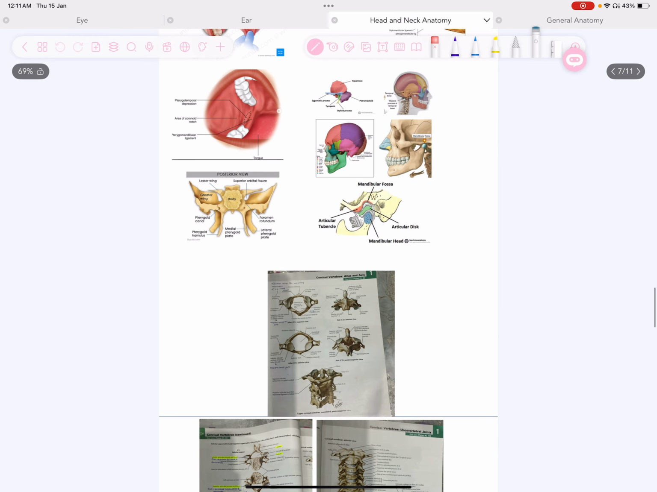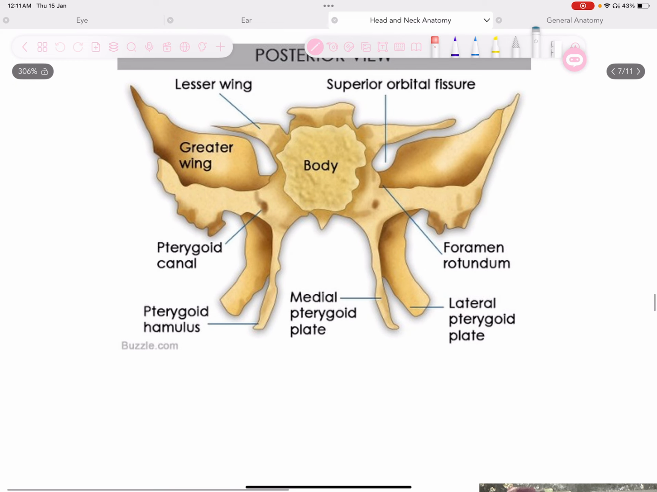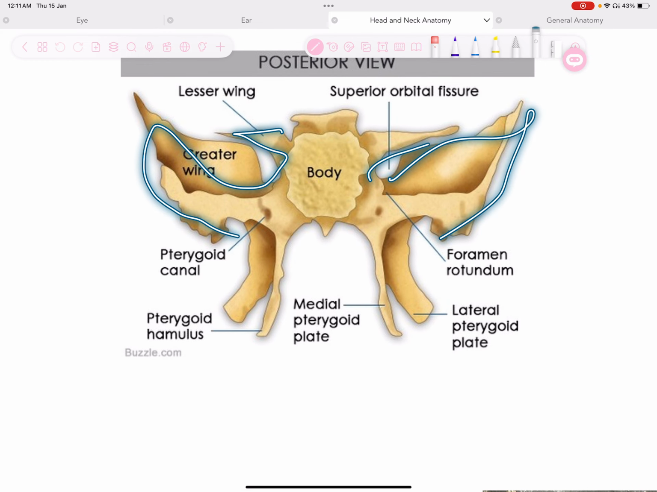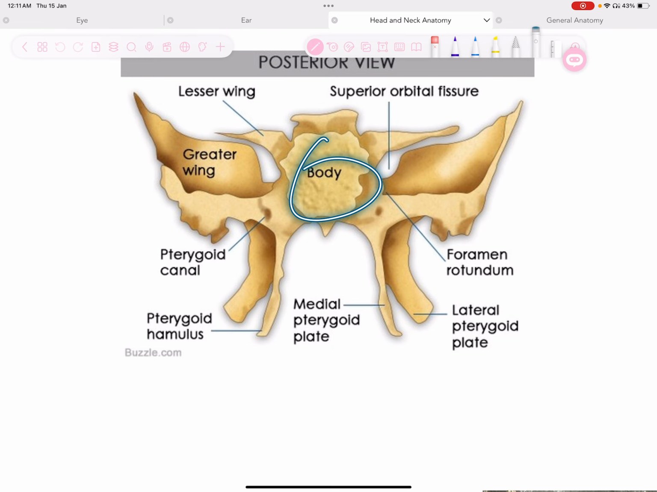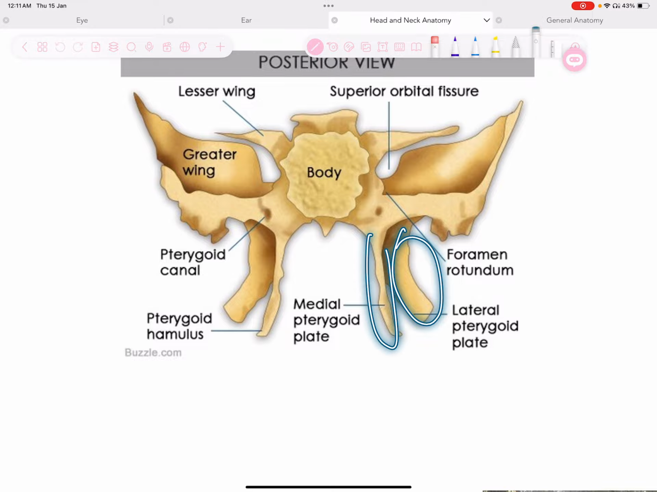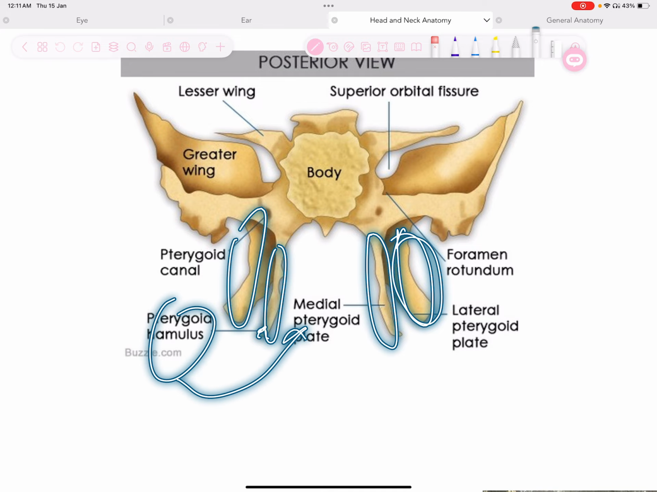Let me just show you the sphenoid bone as well. This is the sphenoid bone, right? So it has a lesser wing and a greater wing. This is the greater wing, this is the lesser wing. That's the body. It has a pterygoid canal here. Now here it has a medial pterygoid plate. Towards the end of the medial pterygoid plate, you will have the pterygoid hamulus. And here this is the lateral pterygoid plate. So medial, lateral, and the hamulus is on the medial pterygoid plate.